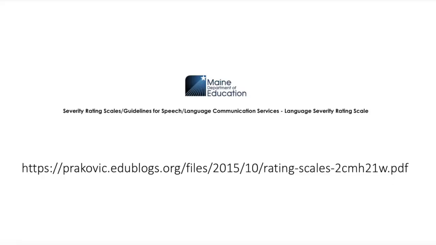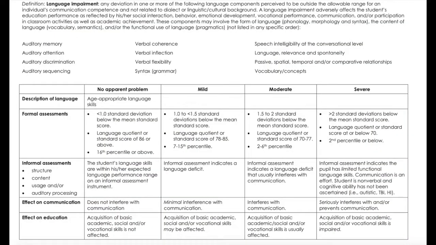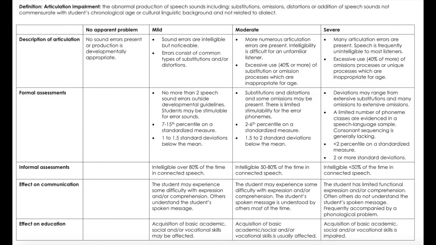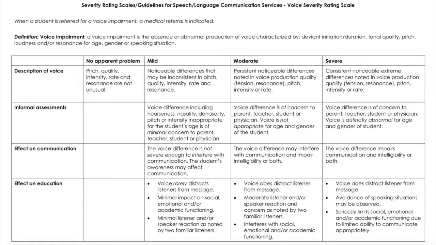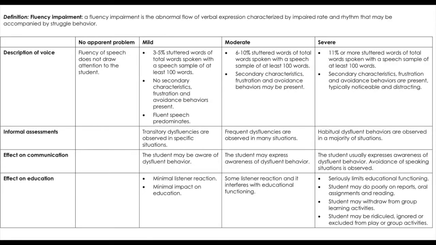I found a great chart that was created by the Maine Department of Education, and you can find it at the URL below. In it, they break down categories of what typical development looks like, as well as what mild, moderate, and severe deficits look like for the areas of language, speech, voice, and fluency. This chart is a real keeper that will be very helpful for you when you're interacting with parents to really help them understand what we're talking about.